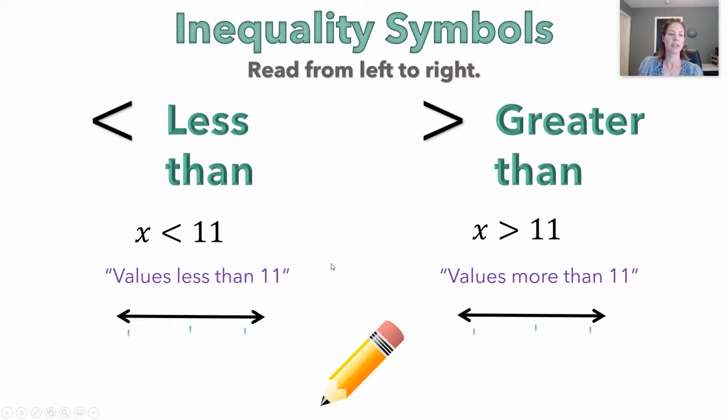So to graph this one is going to be an open circle because it's not equal to 11. It's just less than 11, so pointing to the left. And over here, open circle, because it is not equal to 11, but it's everything greater, so pointing to the right.